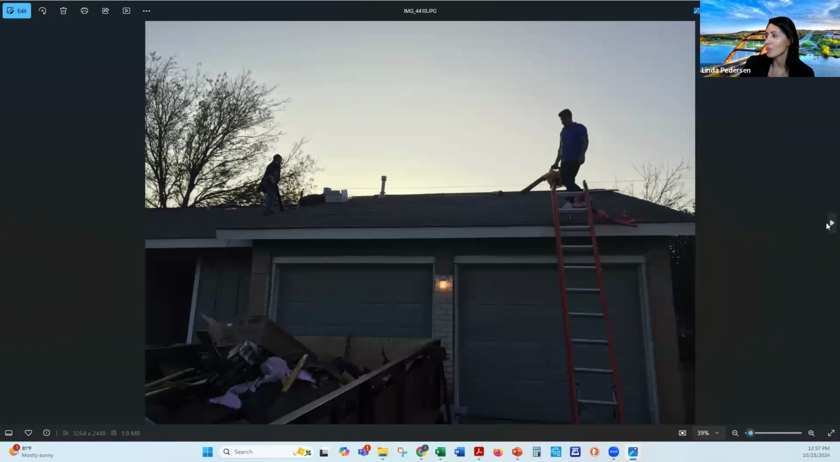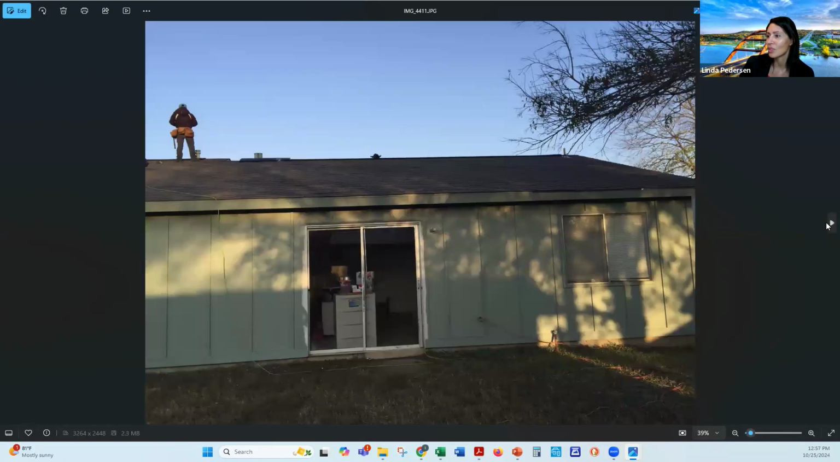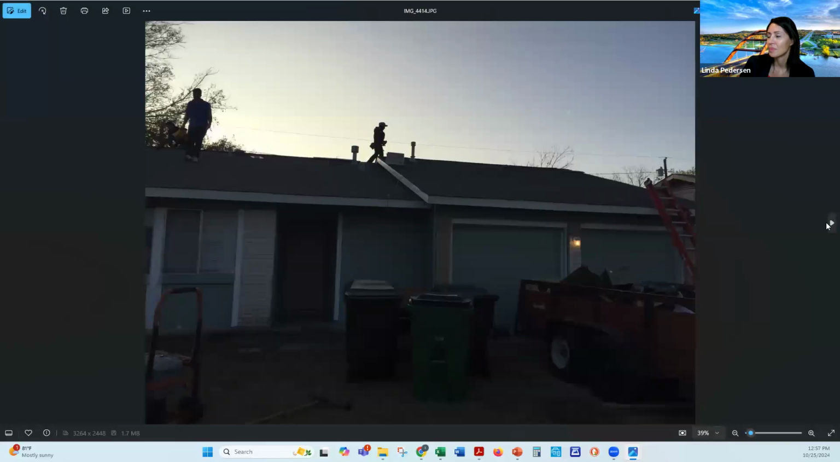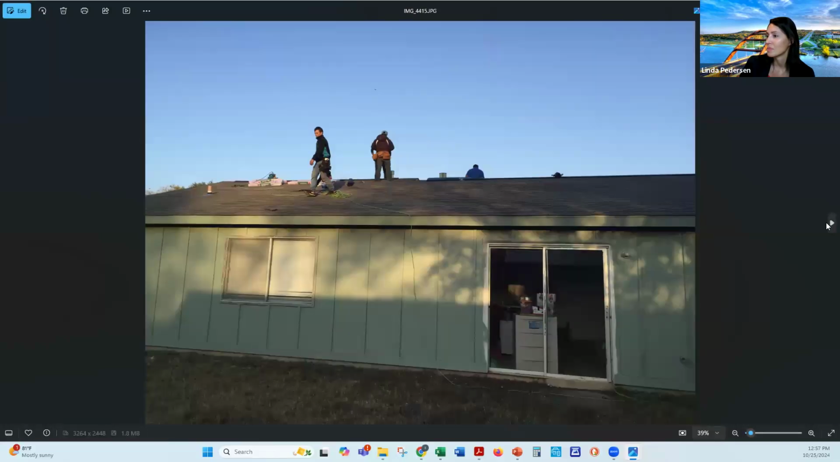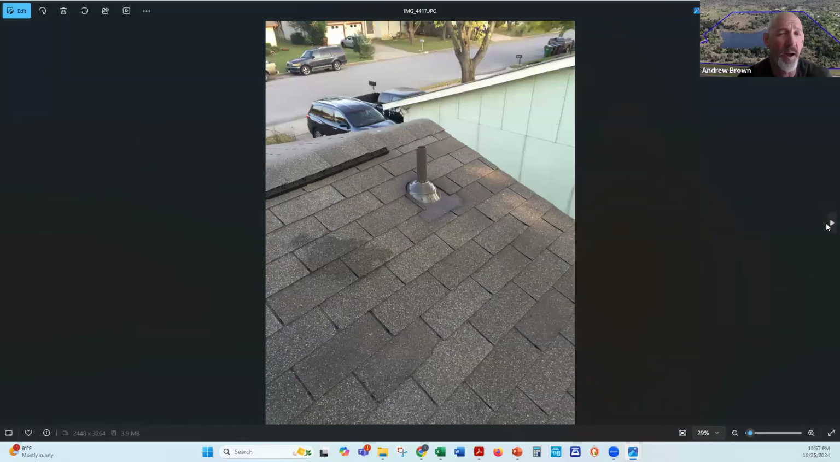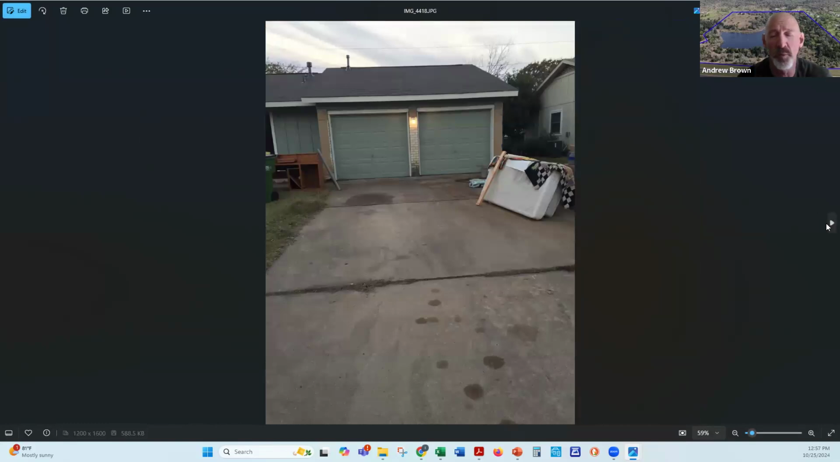Yeah, so this is just them doing the roof. They're actually good with this also because it's a rectangular house with a simple roof. It was not even a full day job. And easy, not a high pitch either.